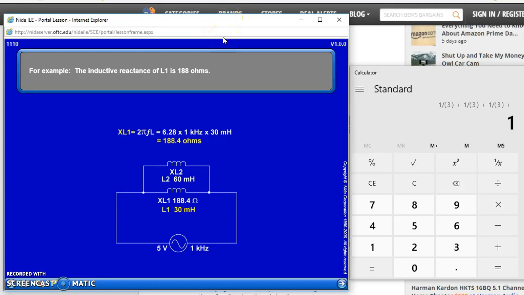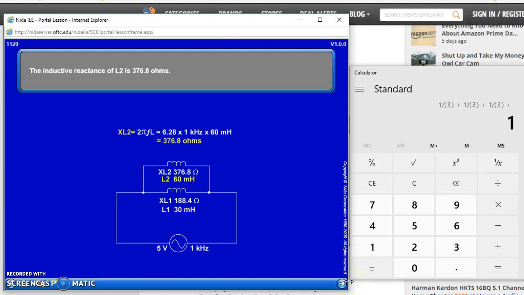And again, we can take the individual values. We're getting X of L1. We're saying 2 times pi, which is 6.28. We're taking this 1 kilohertz that's down here, and we're taking the 30 millihenries, which is the equivalent of L1, and we're coming up with an X of L for L1 of 188.4 ohms.